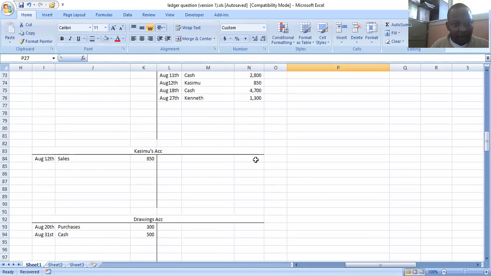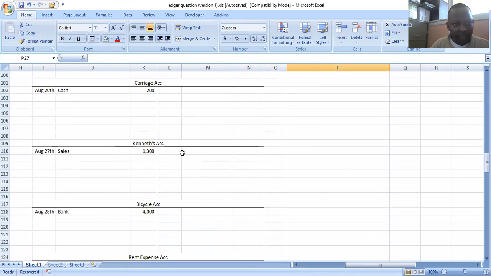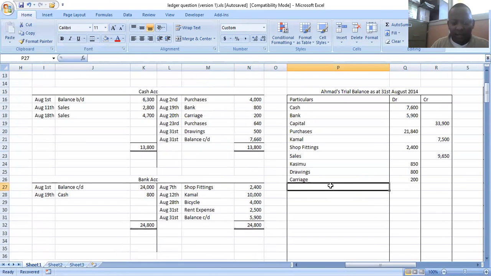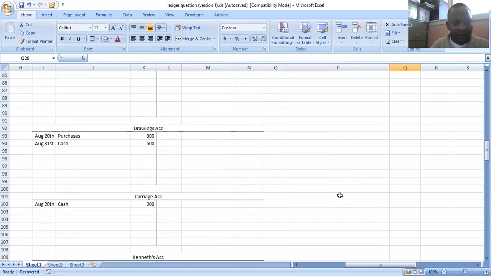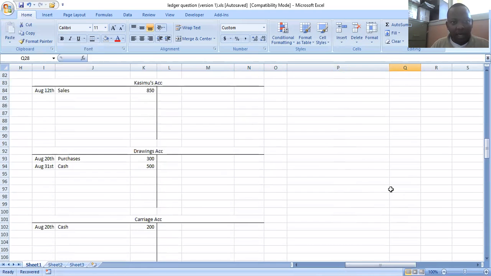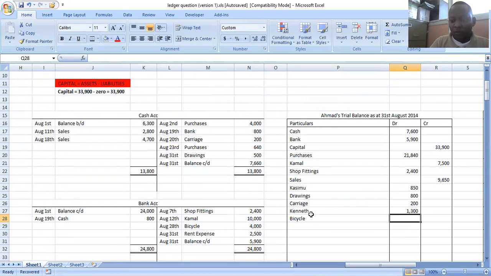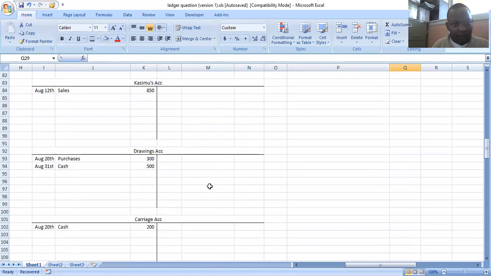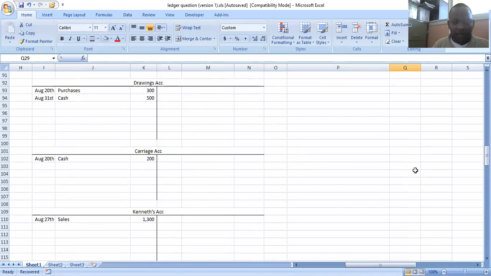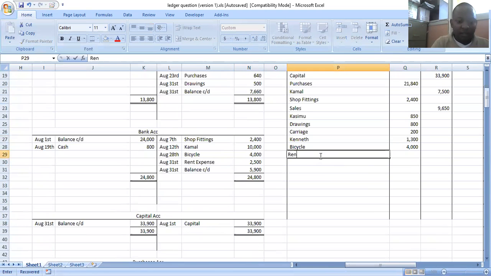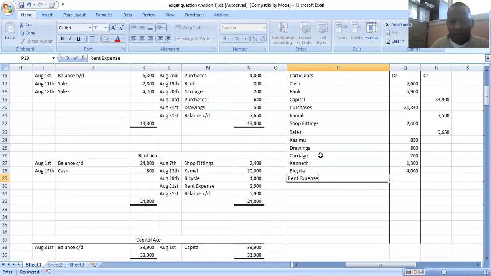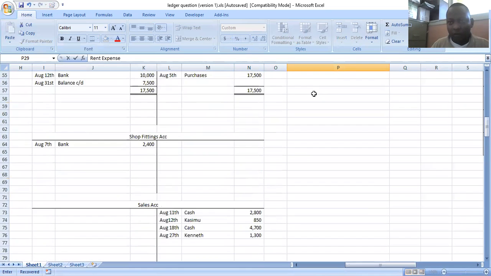And then after carriage, the other one is Kenneth. It will be a debit of 1,300. Kenneth, a debit of 1,300. After Kenneth, we have bicycle, a debit of 4,000. The last one is rent expense, a debit of 2,500. Rent expense, a debit of 2,500.